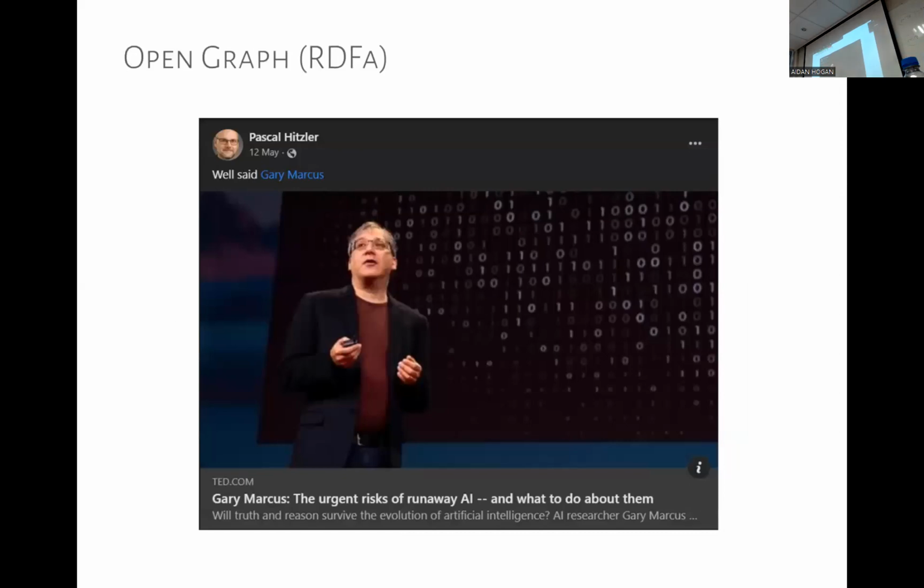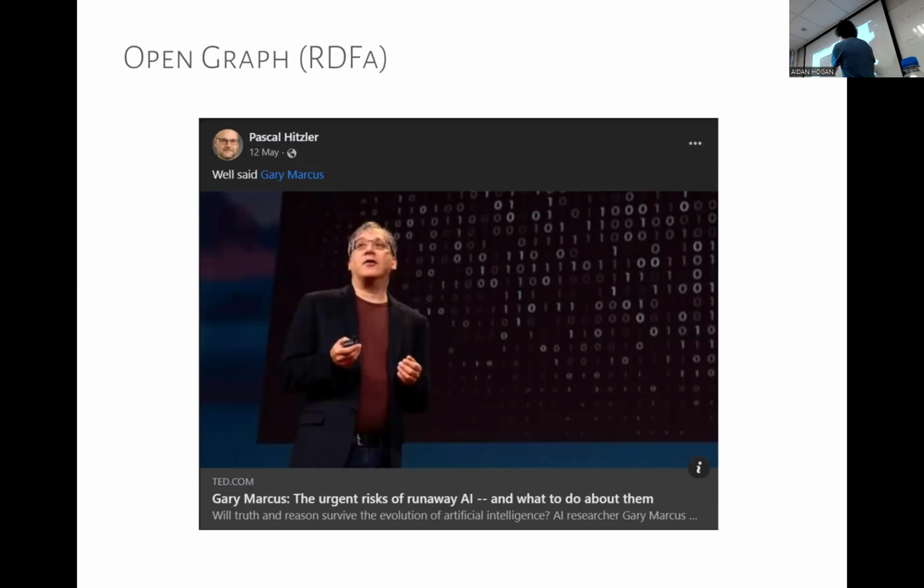So Open Graph is essentially used by Facebook. I had to take a deep breath and go on Facebook yesterday to try to find some examples for this. It was kind of horrifying, but anyways. This is a post by Pascal, someone in my social network, who was posting a link to a webpage about some TED Talk. And essentially, Facebook knows what image to represent. It knows a title, and it knows the description of what this page is about.